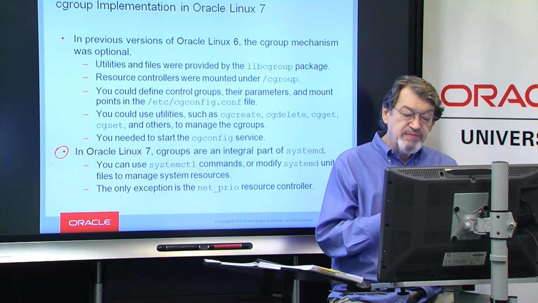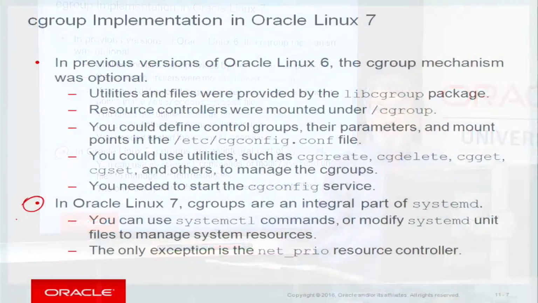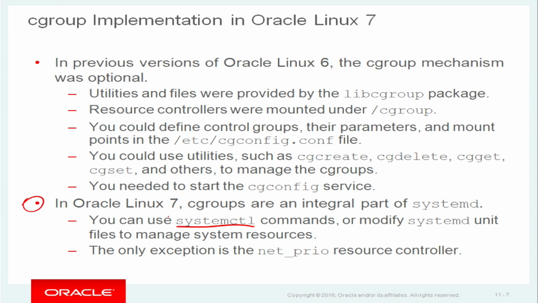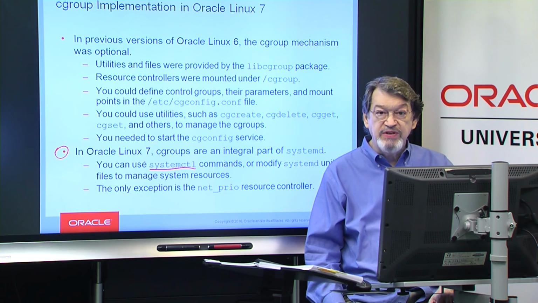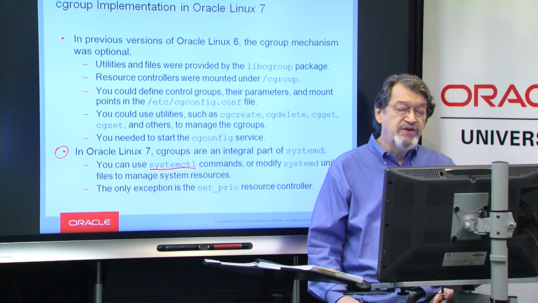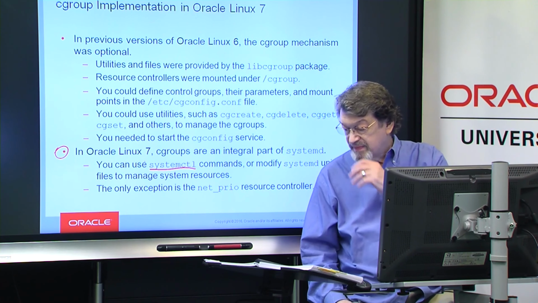Now, systemctl, as we've talked about before, is the tool that is used to modify the system unit files for C groups. Okay? The only exception is the net priority resource controller. That falls under net_cls.